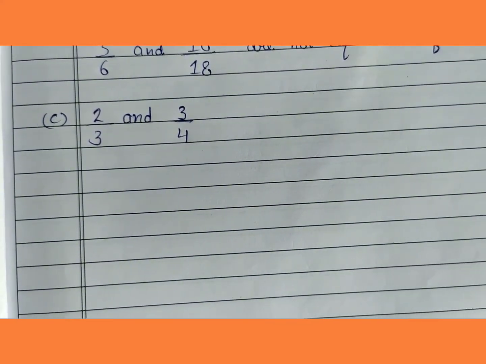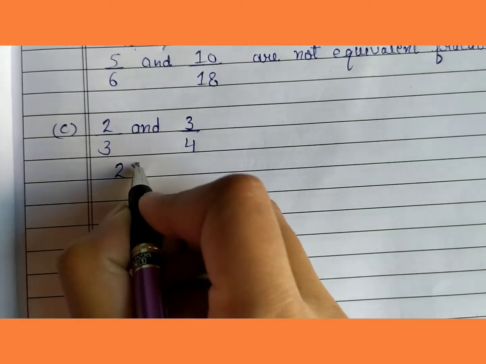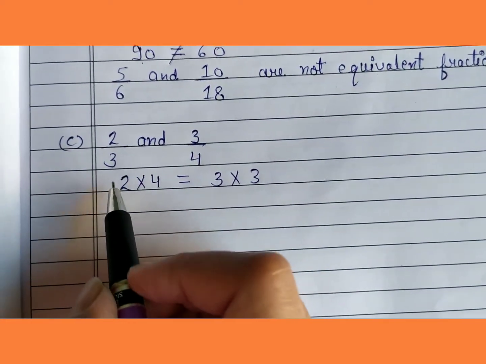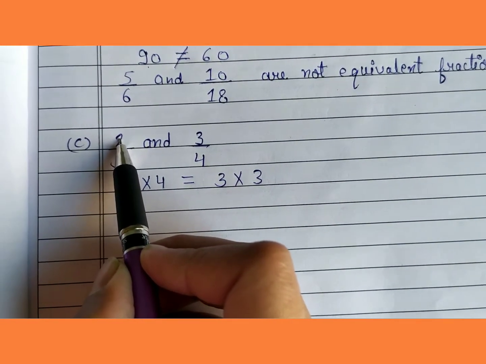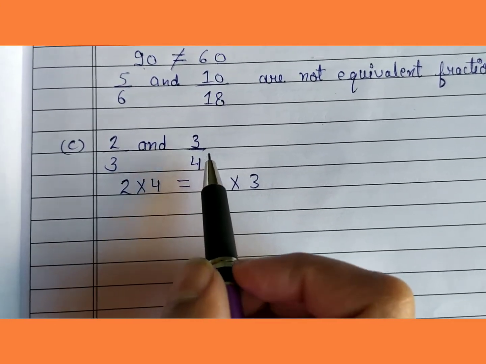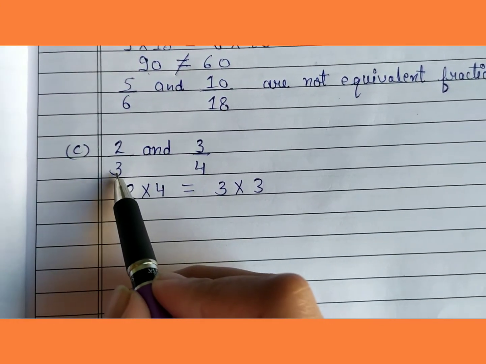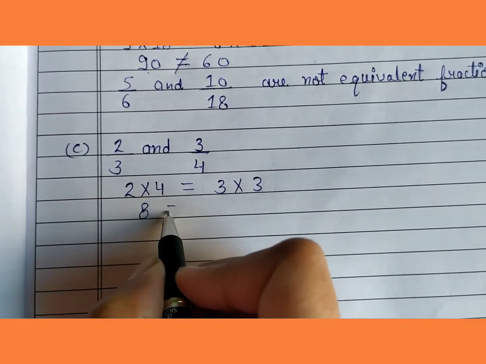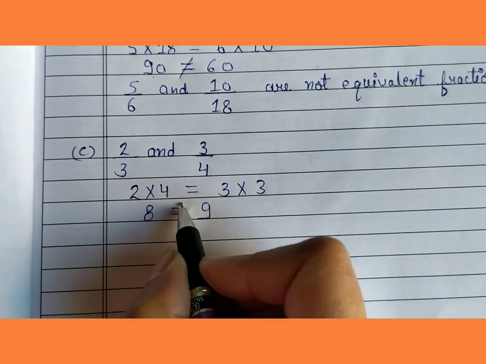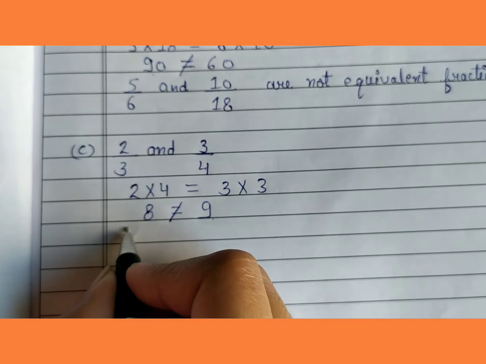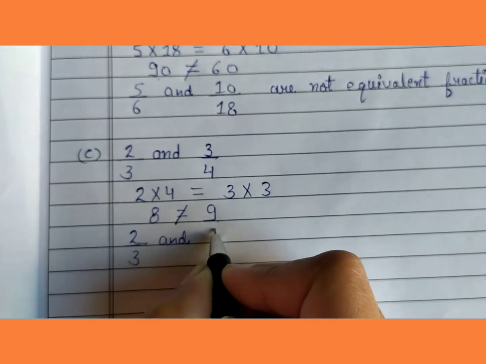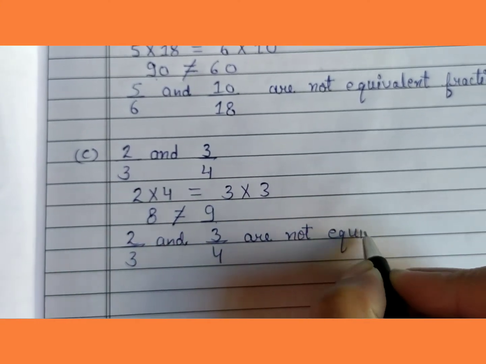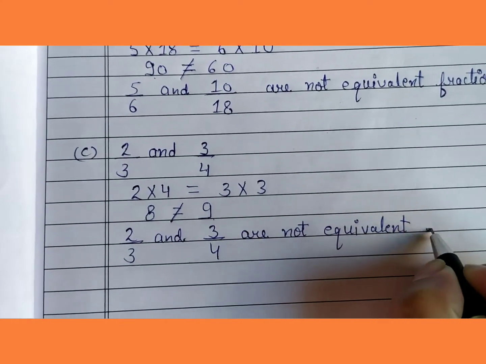Next is 2 upon 3 and 3 upon 4. 2 multiply 4 equal to 3 multiply 3. The product of the numerator of the first and the denominator of the second is equal to the product of the denominator of the first and the numerator of the second. 2 4s are 8. 3 multiply 3 equal to 9. 8 is not equal to 9. So 2 upon 3 and 3 upon 4 are not equivalent fractions.